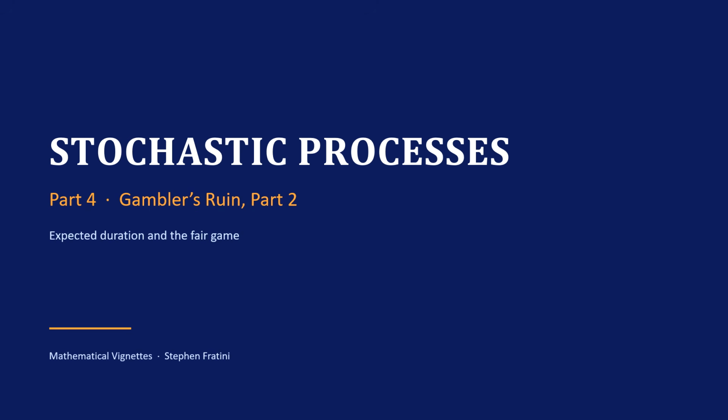Welcome to Stochastic Processes. This is the second of two lessons on the topic of gambler's ruin, and it's the fourth lesson overall in this series. In this lesson, we're going to talk about the expected duration of a ruin from the time of the beginning of play. In the previous lesson, we talked about the probability of ruin, and we'll need that information in order to compute the expected values.